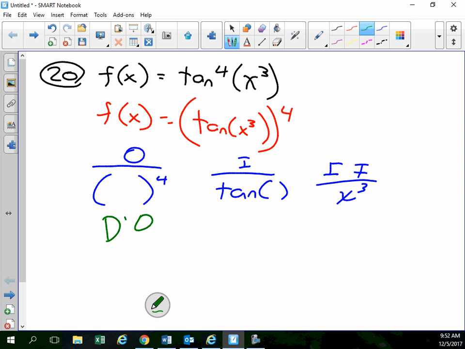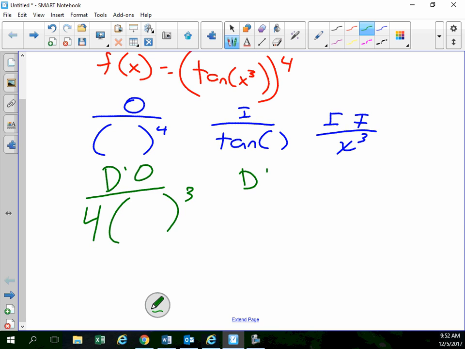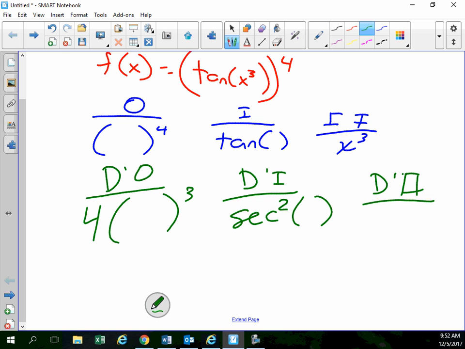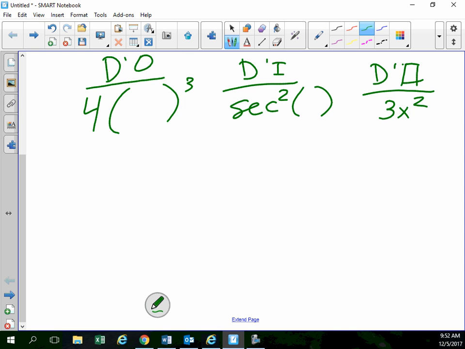The derivative of the outside, 4 parentheses cubed. The derivative of the inside, go to the tangent: secant squared, secant squared. Talk about that in a second. And the derivative of x cubed is 3x squared. What do I do with all these? I'm going to put them together by multiplying.